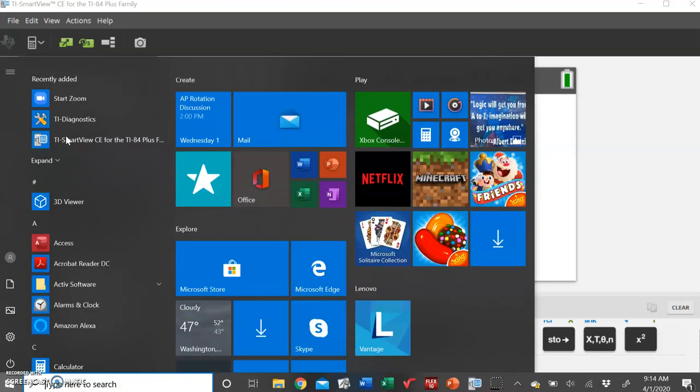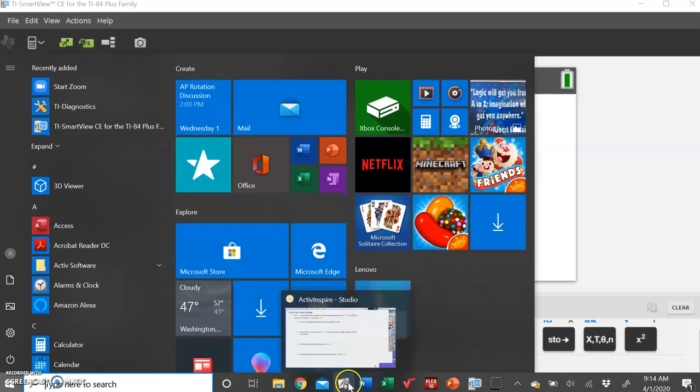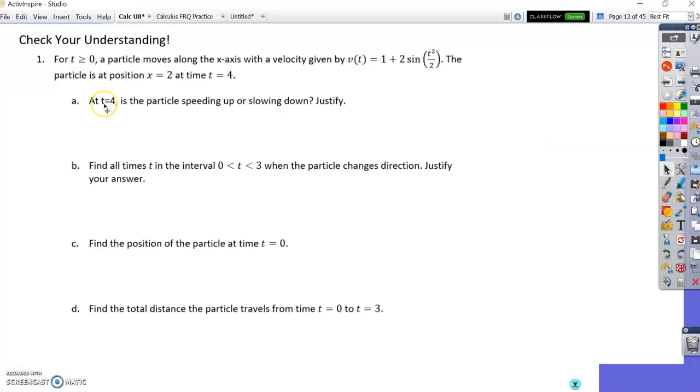So the first thing I want to do when using a calculator is always get it in the calculator screen. The next thing I'm going to do is go back to the problem to read it now that I've typed it in. At t equals 4, is the particle speeding up or slowing down? In order to find that, I need to know what the velocity at time 4 is, and I need to know the acceleration at time 4. Given the strange nature of this test, I don't know how they're going to do this for you. So yes, we're going to use the calculator to find both of these.